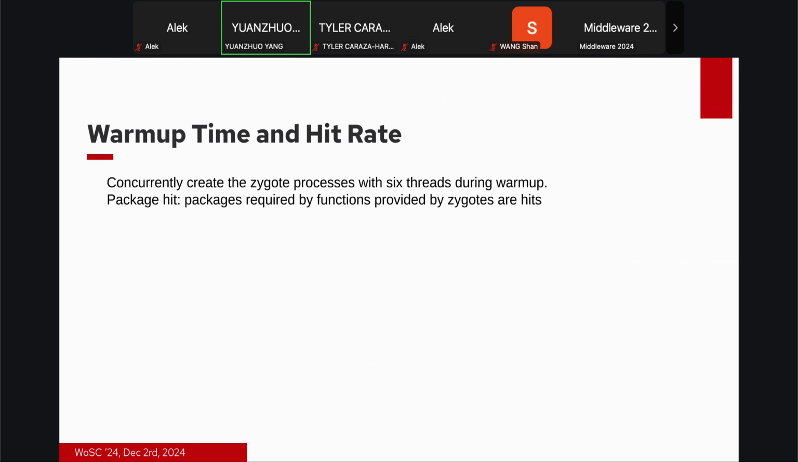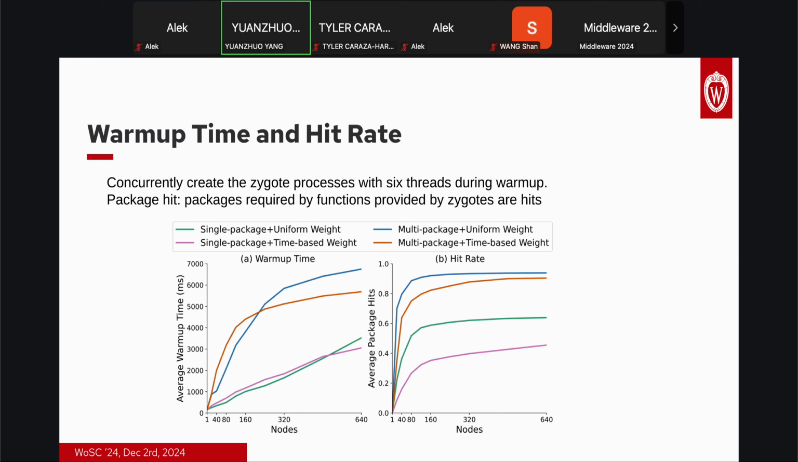Eventually, we measure the tree warm-up time and package hit rate. The Zygote processes are concurrently created with 6 threads during the warm-up, and a package hit is defined as a package which is required by functions provided by Zygote. The result is that all Zygotes in a tree can be created in less than 7 seconds, even for pretty large trees. And the multi-package uniform weight tree has over 90% hit rate, which is the best one.